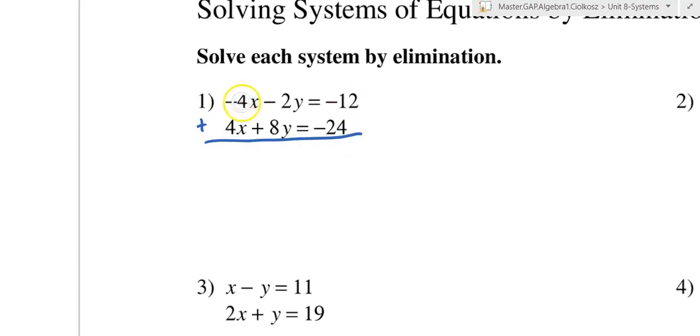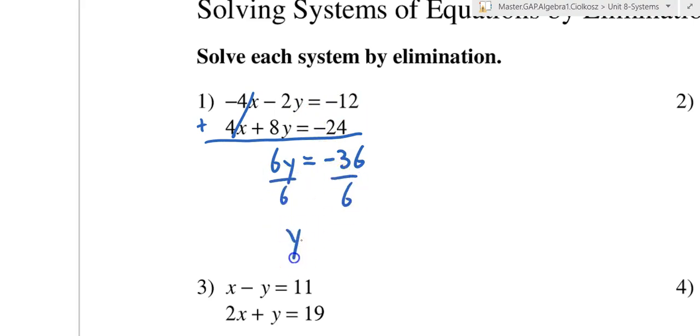and we're going to add down. So negative 4x plus 4x, well, that's 0x. But we know that multiplying by 0 just eliminates the term, so it's gone. So these terms cancel. Adding down, negative 2 plus positive 8 gives me 6y. Equals, adding down, negative 12 plus negative 24 gives me negative 36.